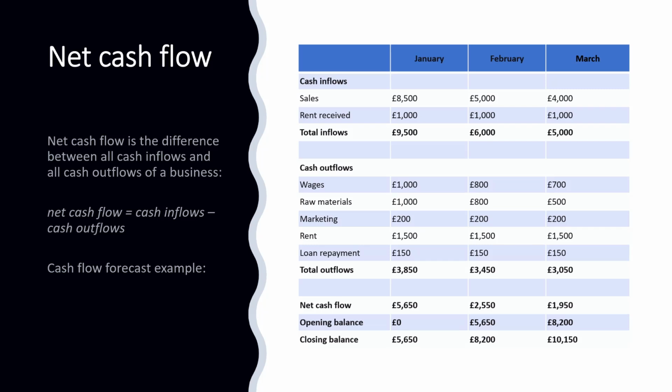If we now go to February, we can see that the opening balance for February is the same as the closing balance for January. And then again, the opening balance for March is the same as the closing balance for February. This will always be the case in your cash flow forecast. The closing balance of the previous month will be the opening balance of the new month.